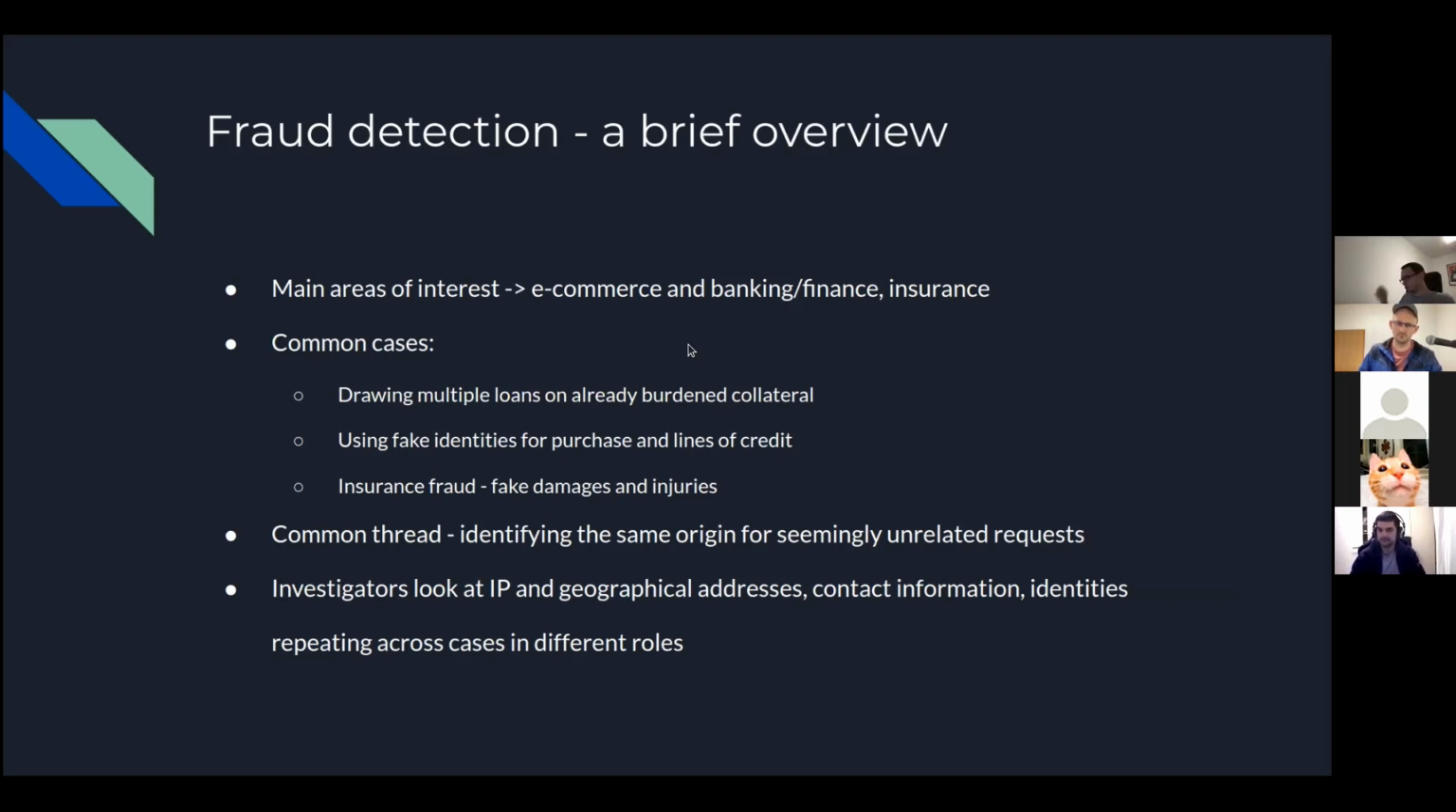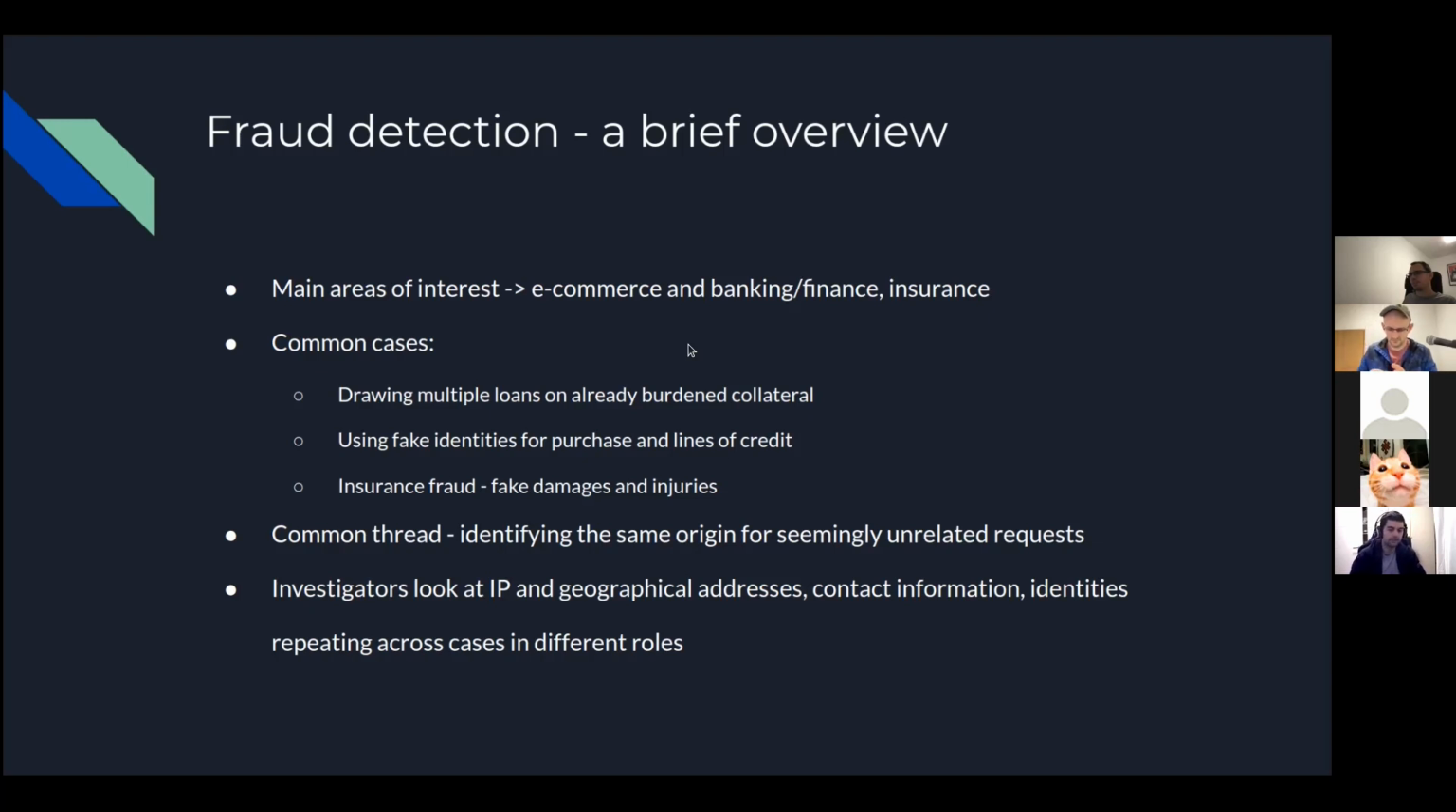So one is the drawing of multiple loans on already burdened collateral, which means I have a house, I take out multiple mortgages at multiple banks. It's not a package deal. It's not a legal refinancing. They don't know about each other. So I'm getting a brand new mortgage for all of these, for that one house in all of these banks.